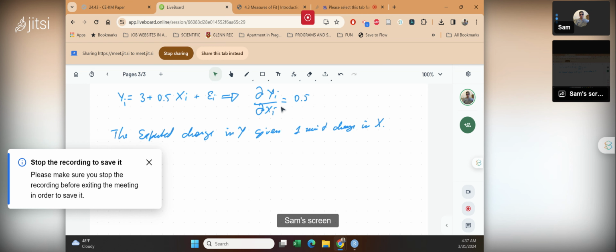Okay, what about this one? What does this stand for? This is actually the intercept. What does this intercept stand for? For the intercept, we got 3. The interpretation of the intercept is the expected value of y if x is equal to 0. This is how you have to interpret the intercept coefficient in the model.